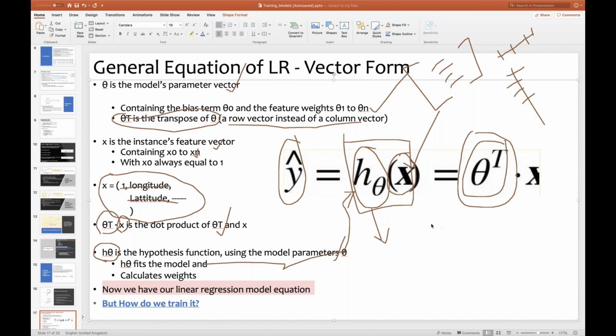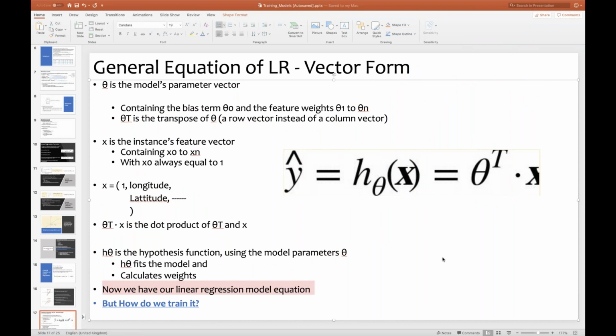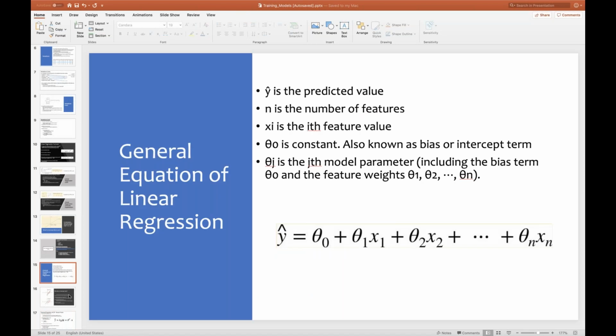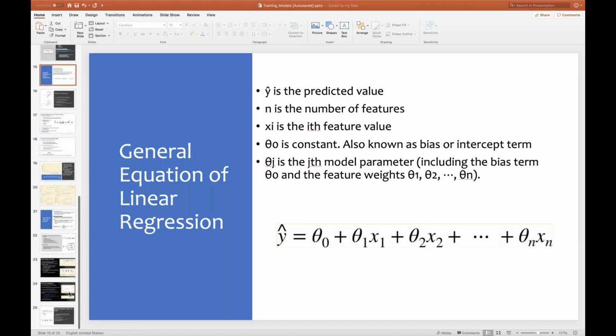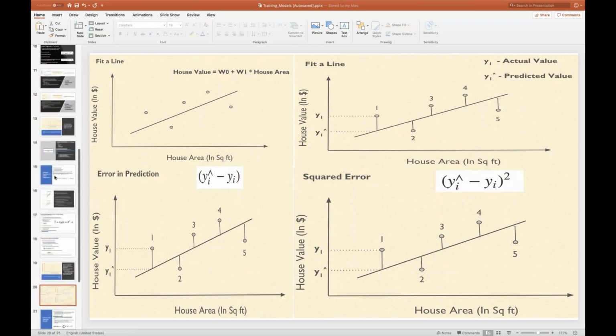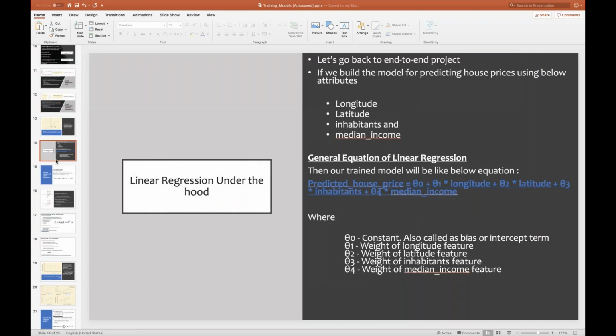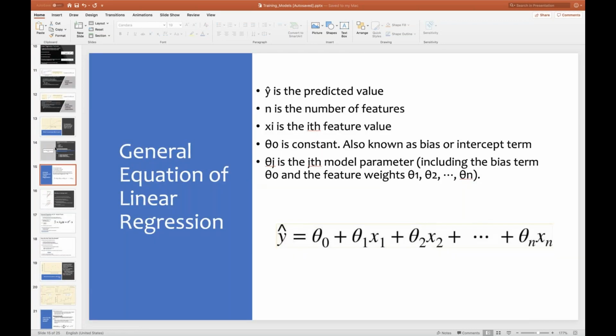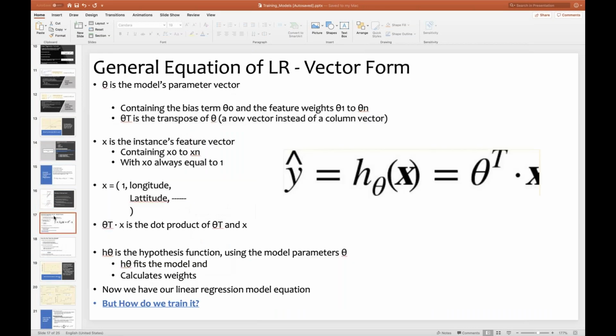So let's do a quick recap. Till this point we understood about the normal equation, the general equation, the line of graph equation. I think the line of graph is yet to come. Yes, it's here. Perfect, that's fine, no problem. So you understood about the general equation in linear regression, you understood about the bias term and intercept term, and you also understood the vector form of the general equation.